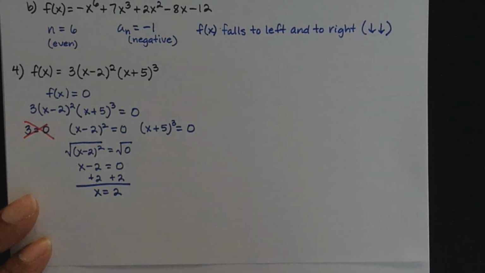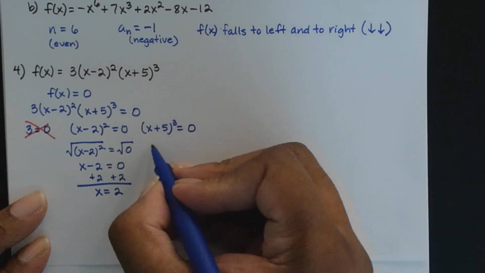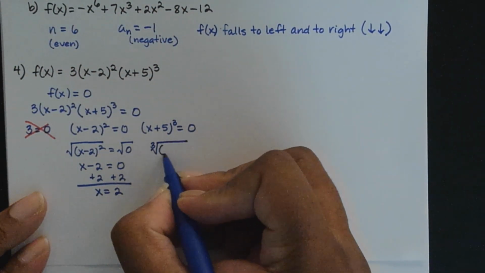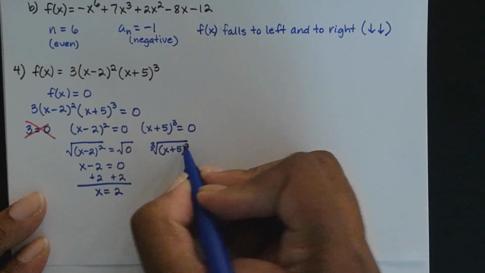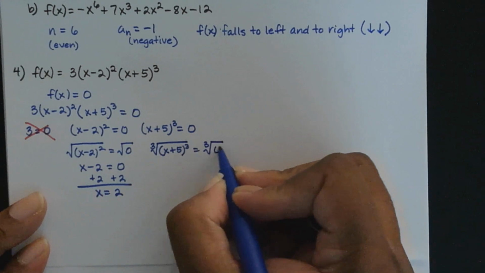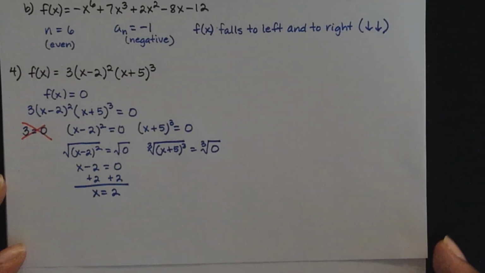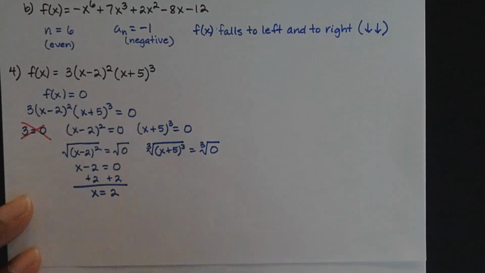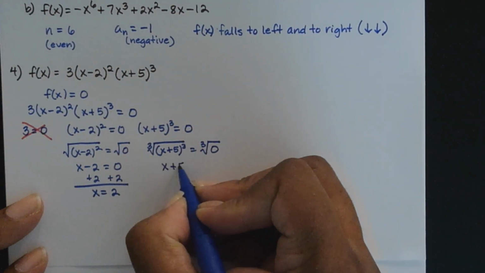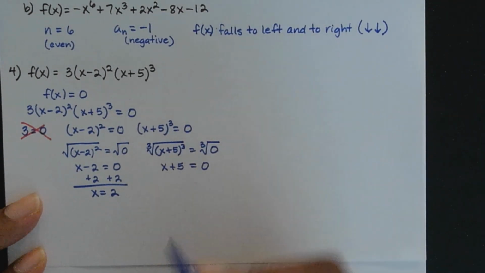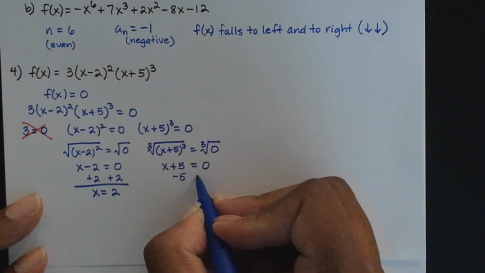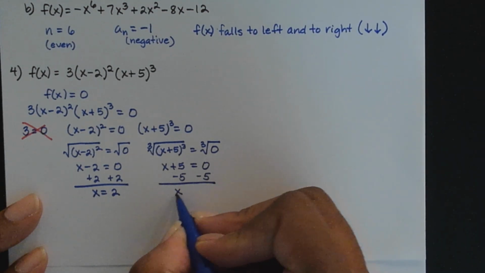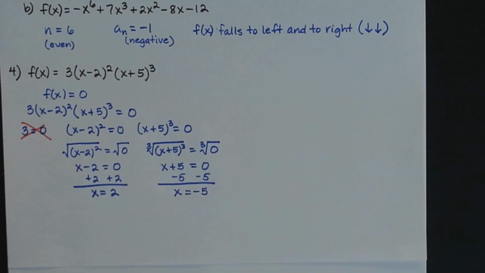And then for x plus 5 quantity cubed equal to 0, the opposite of cubing something would be to take the cube root on both sides. The cube root of x plus 5 quantity cubed will be just x plus 5 equals the cube root of 0, which is 0. Then subtract 5 on both sides. That will mean x is equal to negative 5. So these are my zeros of this polynomial function: x equals 2 and x equals negative 5.